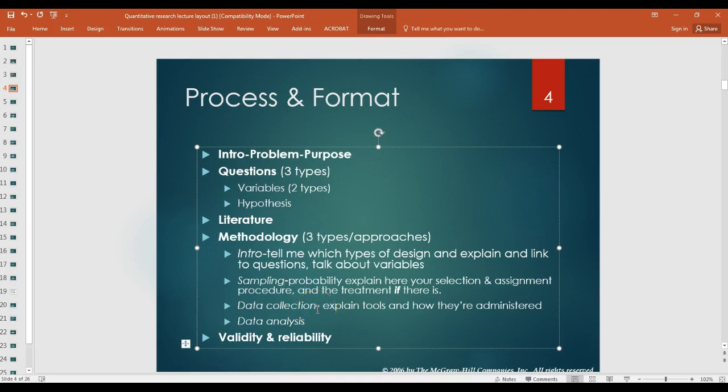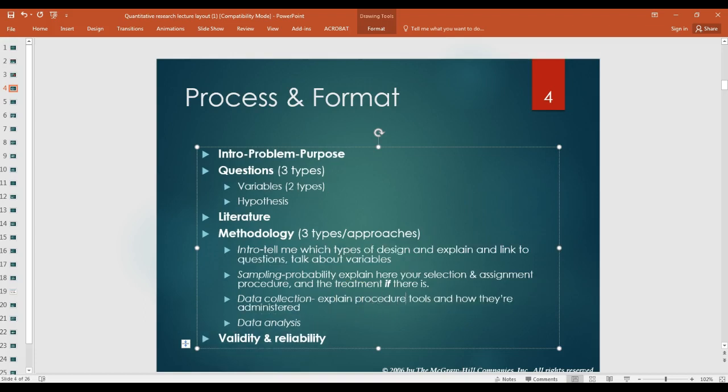And then data collection. Under data collection, you write your procedure of what you're going to do. Let me write that. Tools, and then how your tools are administered.